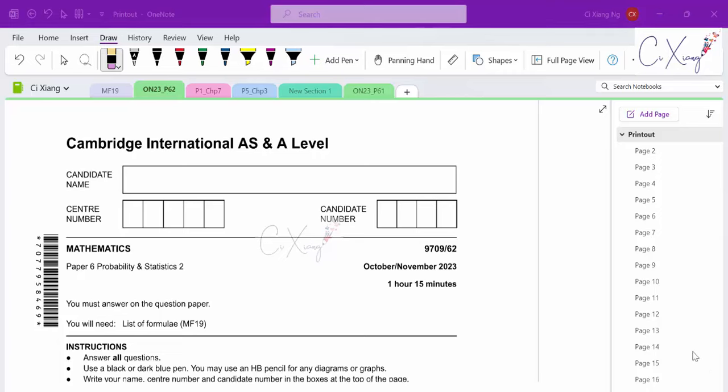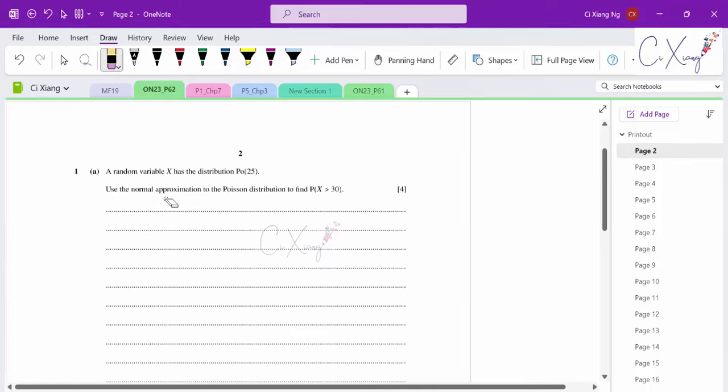Okay, so hi everyone. We are going to discuss our paper 6 Probability & Statistics 2 for October/November 2023, paper 6-2. So let's have a look at question number 1.